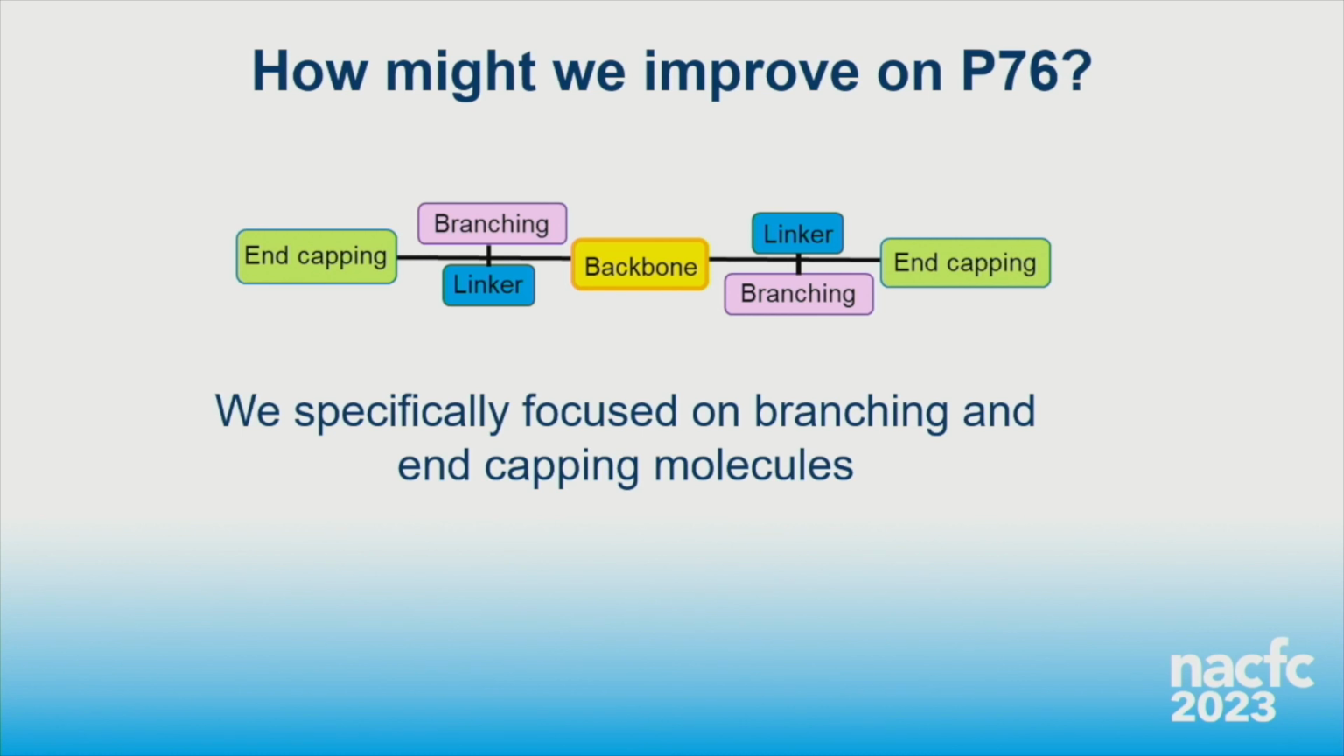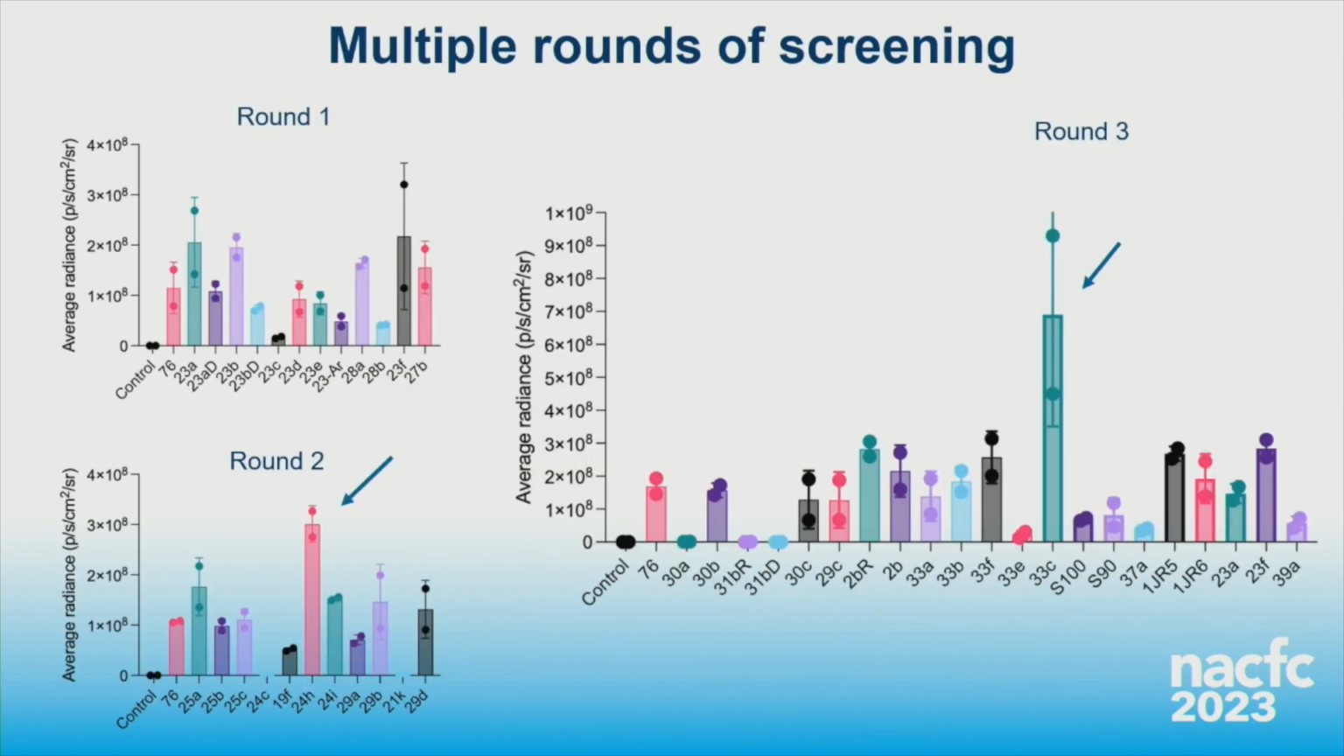So how do we improve on this polymer 76? Really mostly more work. So what did we change? We changed some of the branching molecules and our end capping molecules. And in the future, hopefully I'll be able to tell you exactly which ones, because there's actually a fun story there.